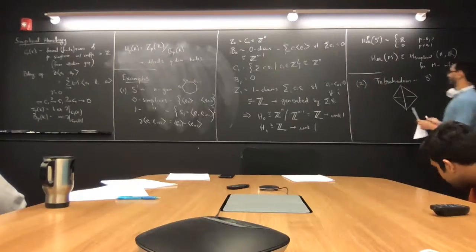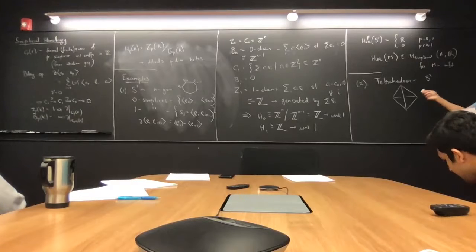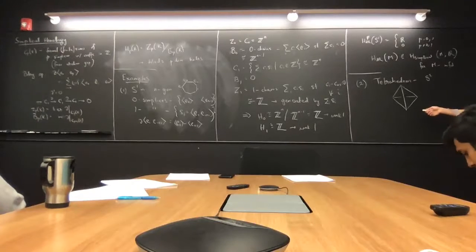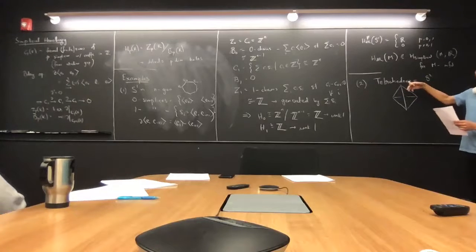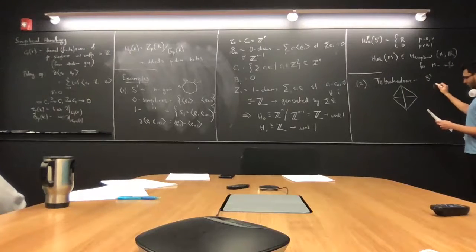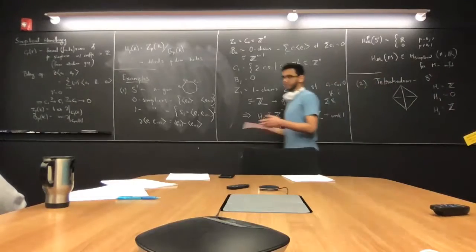So you can convince yourself, when you look for cycles that aren't boundaries, that the only such cycle is the union of all its faces, because the interior is not included, which means that H0 is always going to be Z, H1 is 0 because there's no non-trivial one cycle, and H2 is going to be Z as well. So it's generated by the union of the faces, or just the sum of the faces.